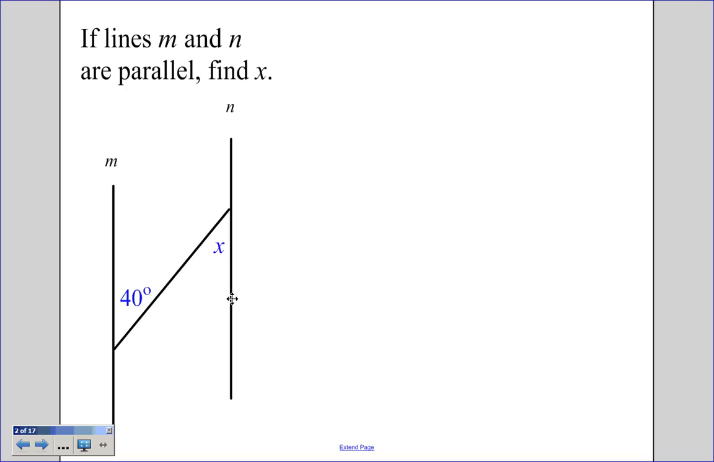If M and N are parallel, and this angle is 40 degrees, X also has to be 40 degrees because these are called alternate interior angles. So if this is 40, Y has to be 140 because these are called a linear pair of angles, or you could say these two angles are supplementary, meaning they add up to 180 degrees.